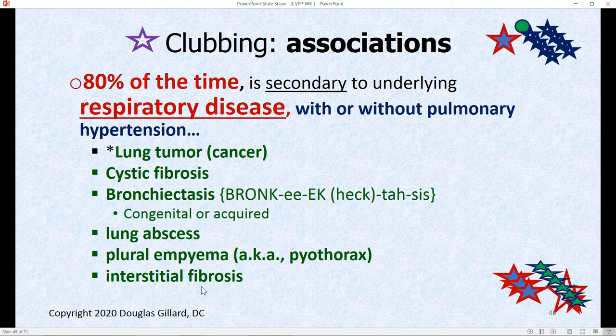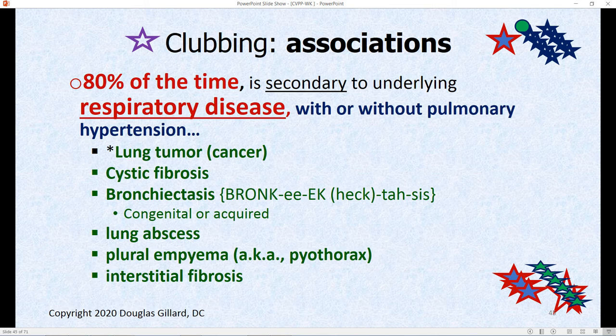And I've seen a handful of students over the years who have had clubbing, and they have to get checked. If you have clubbing, you have to get checked. They've all been just one of the idiopathic causes. But 80% of the time, it's caused by some respiratory disease. And the one you always worry about is cancer, especially if they're a smoker. So someone has clubbing and they're a smoker, they need to get their lungs checked out.